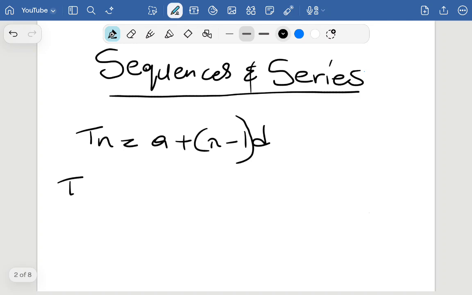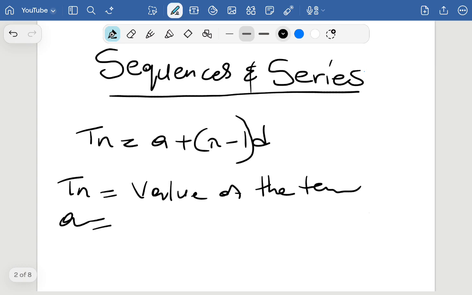The meaning of Tn is the value of the term. That is the value of the term. The meaning of a is the value of the first term. The value of the first term.